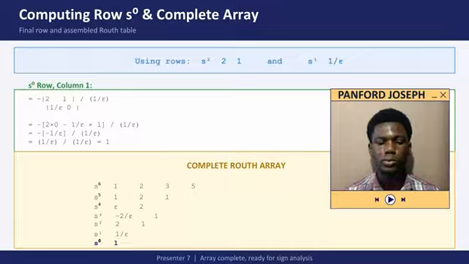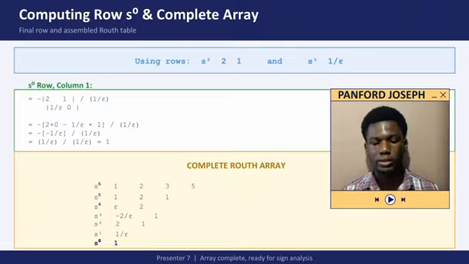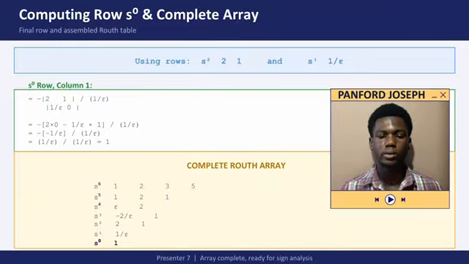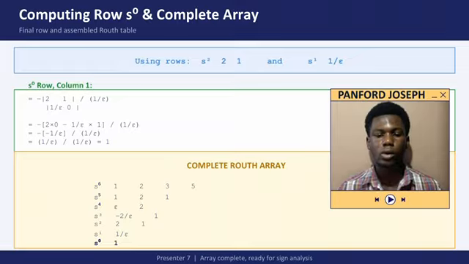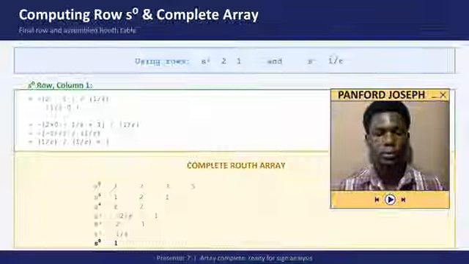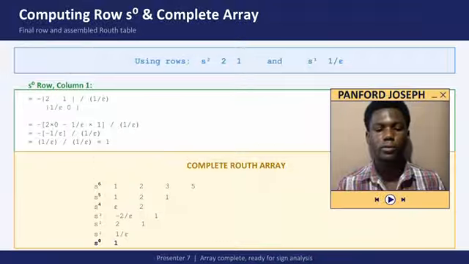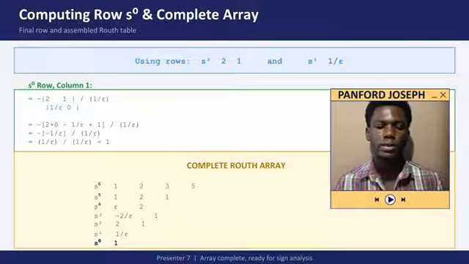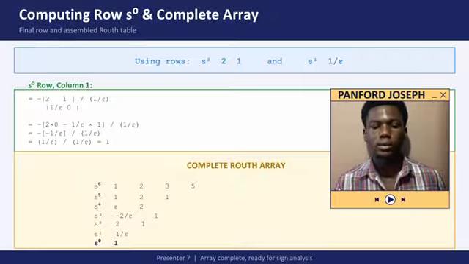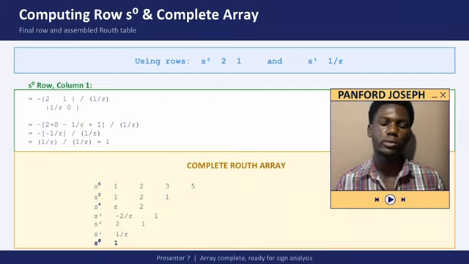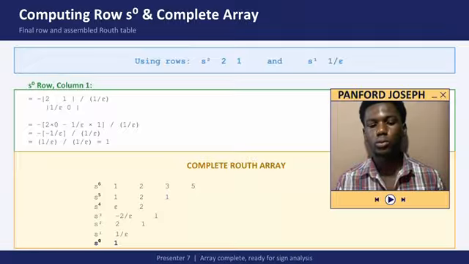The determinant is going to be 2 times 0 minus 1 over epsilon times 1, which is 0 minus 1 over epsilon, giving negative 1 over epsilon. If you negate it, you get positive 1 over epsilon. Then you divide by the first element of S to the first, which is 1 over epsilon, and we definitely get 1. So the S to the 0 entry is going to be 1.